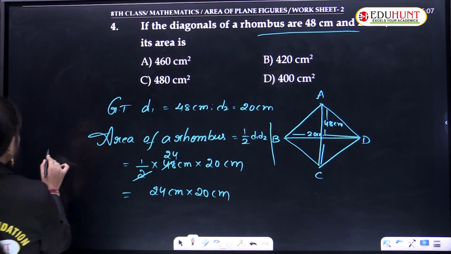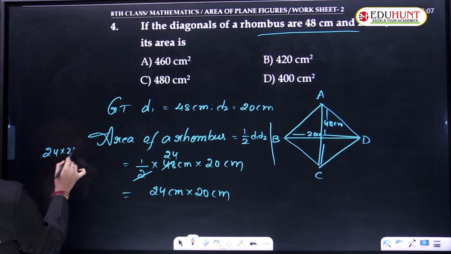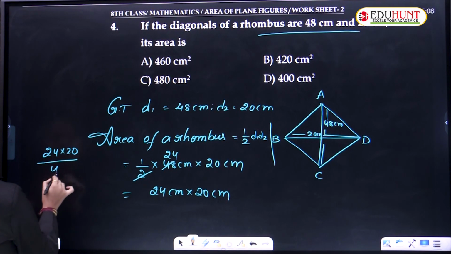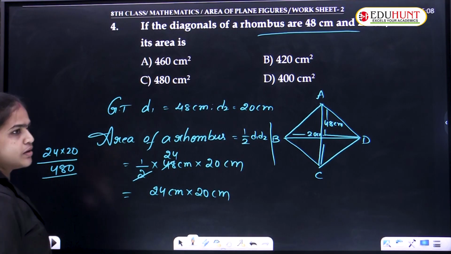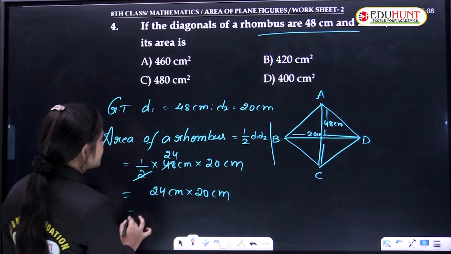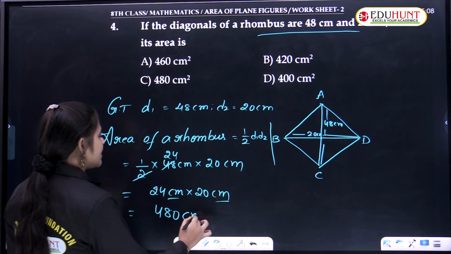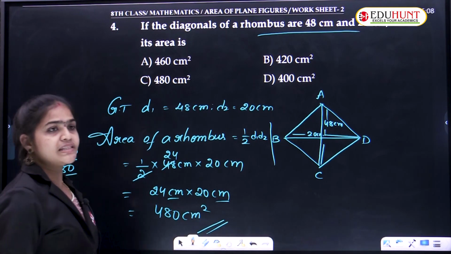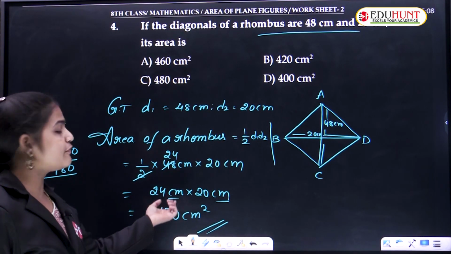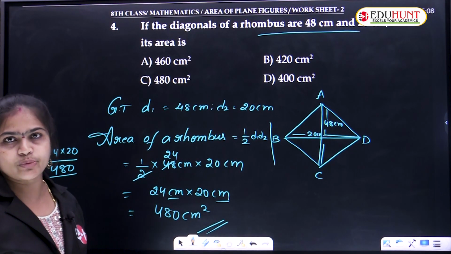Okay. Now here 24 into 20, how much will you get? 2 24s are 48 and 0, 480, which is equal to 480 centimeters into centimeters, centimeter square. Finally, what is the area of the rhombus here? That is 480 centimeters square.